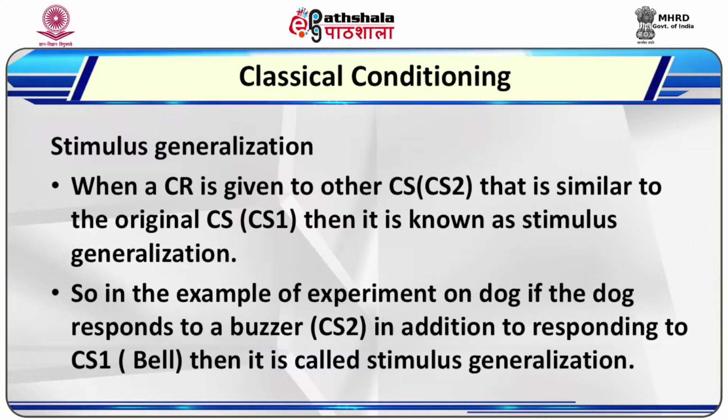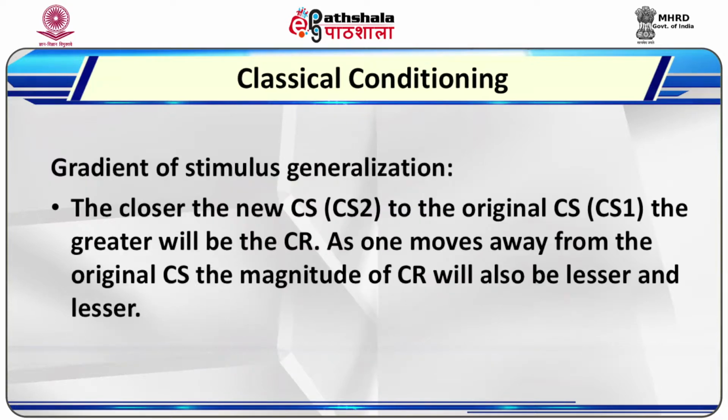Next is stimulus generalization. When CR is given to another neutral stimulus that is similar to the original CS, it is known as stimulus generalization. In the example of the dog experiment, when the dog salivates to a buzzer, a neutral stimulus that is similar to the bell, the original CS, then it is known as stimulus generalization.